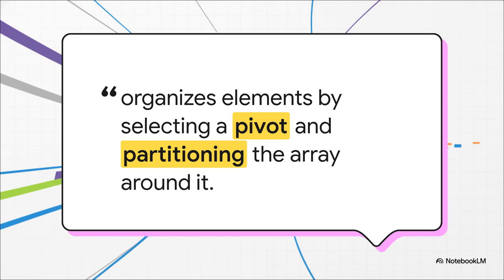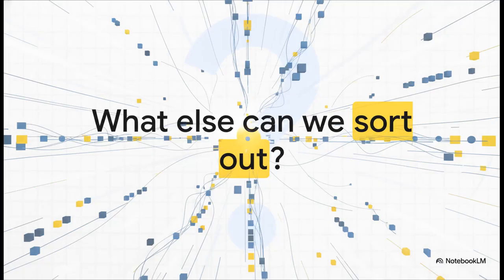So, the absolutely crucial point to remember is this. Quicksort organizes elements by selecting a pivot and partitioning the array around it. If you respect the pivot and divide the problem cleanly, you unlock immense speed. You've just walked through and successfully mastered the logic of one of the most famous divide-and-conquer algorithms in the world. Which leaves us with this final provocative thought. If a few lines of code can organize absolute chaos this efficiently just by dividing a big problem into manageable pieces, what else can we sort out?